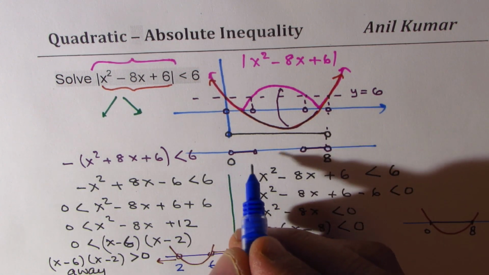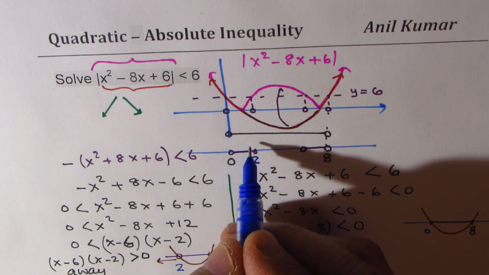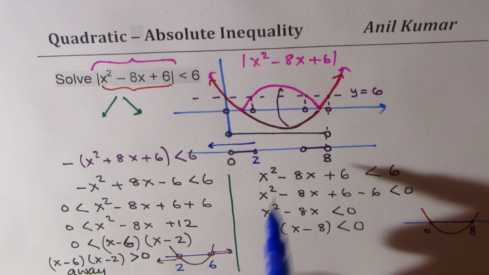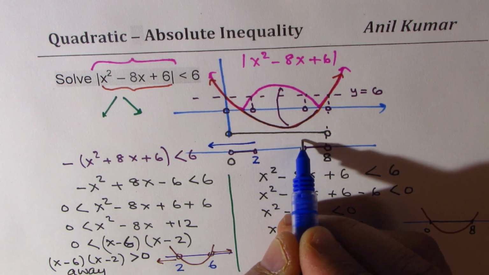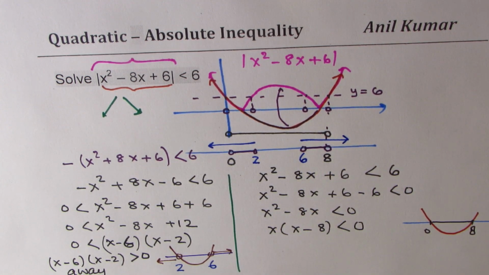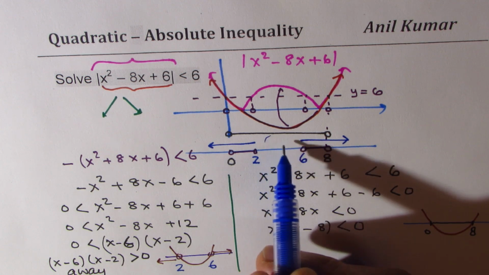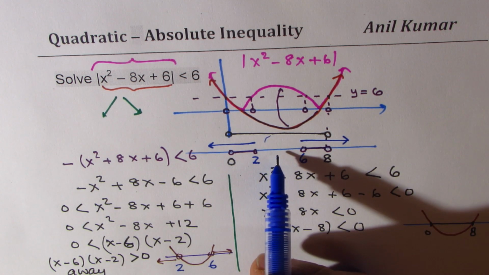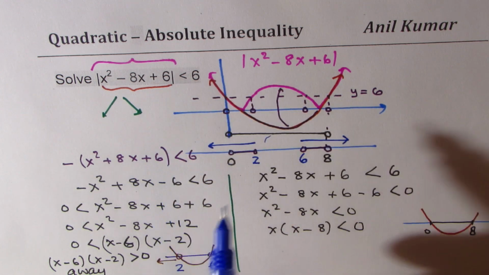That is to say, from 2 we are looking for a solution towards the left side, and from 6 we are looking for a solution towards the right side. Do you get the idea? So that means the inside part is not common to both. Now if I take a value 0, then for 0 this inequality will not be true.